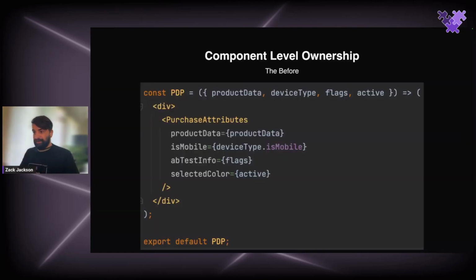So looking a little bit into a really basic example of what component level ownership could look like. Let's say this is a very simple product page and I've got some purchase attributes, and you can see very general, I'm taking all the props, I pass them to the component, and we drill it down and off it goes.